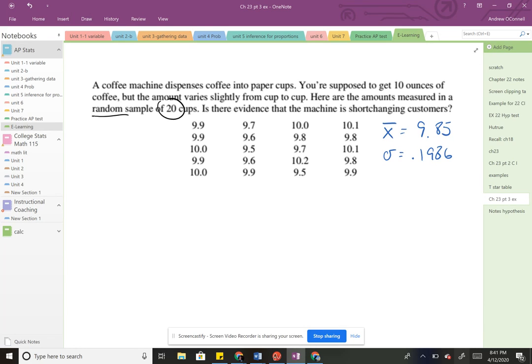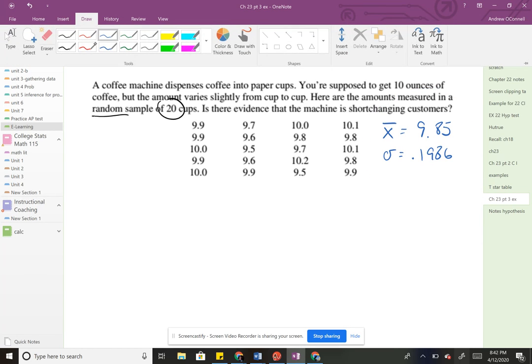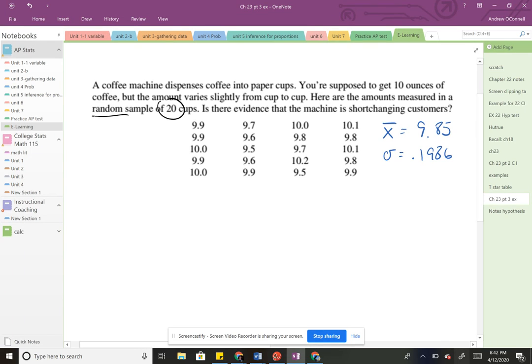Now, by the way, you will not have to do any of this by hand on this year's AP since they've gone out on a limb saying all calculations are going to be able to be done with pencil only. Okay, so it says random, so cups are randomly selected.